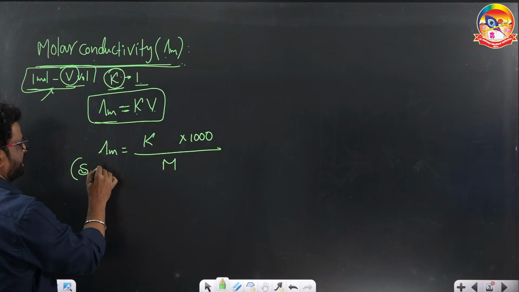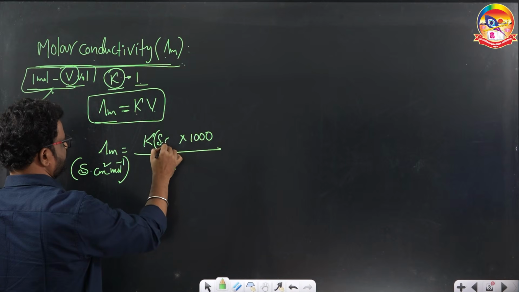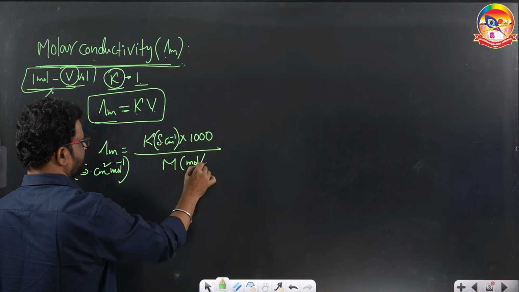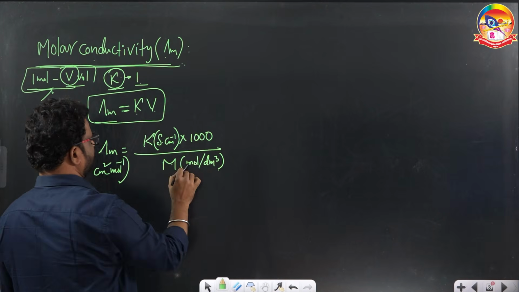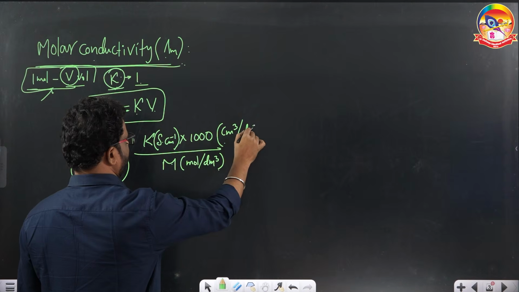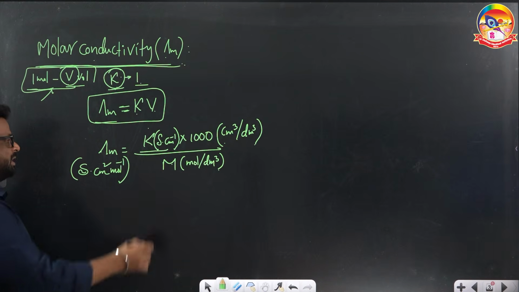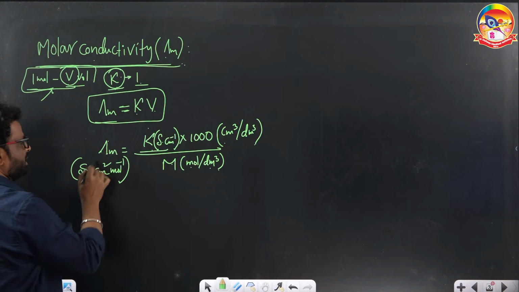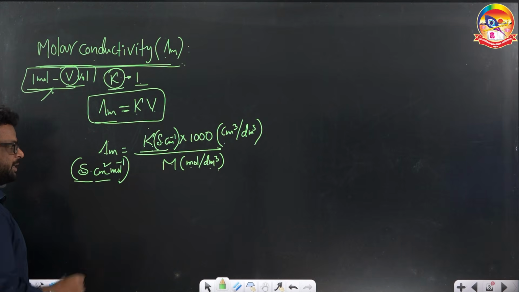Siemens centimeter square mole inverse when K is given in Siemens centimeter inverse, and molarity has the same units, moles per decimeter cube. 1000 is to modify the unit. Actually, this can be taken as 1000 centimeter cube per decimeter cube. So you can skip that, but remember that when K is given in Siemens centimeter inverse and molarity has conventional units of moles per decimeter cube, you will get lambda m in Siemens centimeter square mole inverse when you use this formula K into 1000 by M.